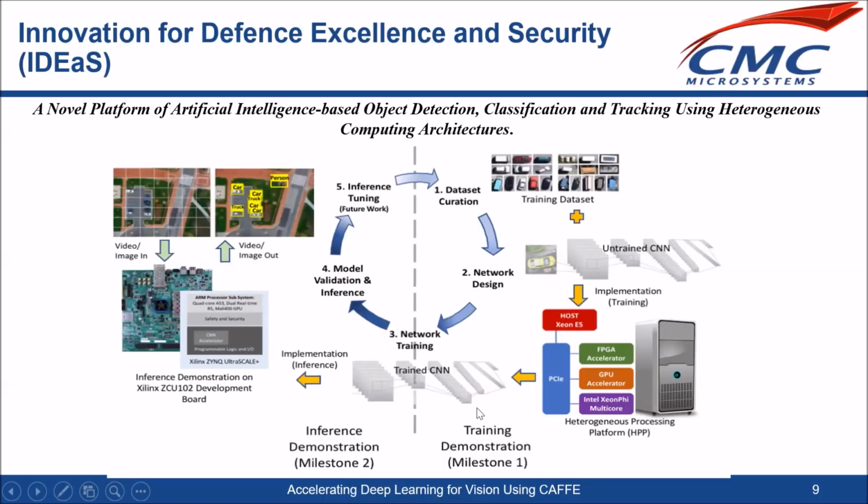So basically, it's divided into two main sub-projects. The first one is to develop a training demonstration of a CNN network and map it to a heterogeneous computing platform that combines FPGA with GPU and other accelerators. And once we develop this training architecture, we are planning to deploy it for inference to an embedded device. And we selected the Xilinx ZCU102 development board to do that.